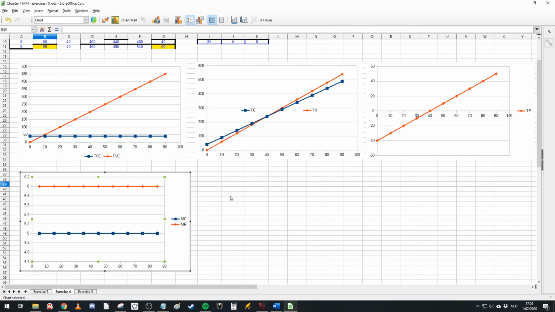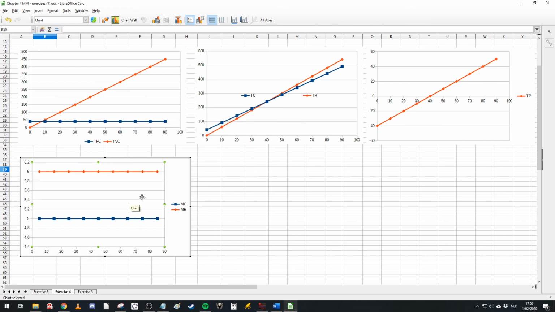Now, as we can see, because MR is always the same, MC is always the same too. And the red one is always above the blue one because, yeah, 6 is higher than 5. This means that every unit we will produce extra will always yield more return than it will cost us money. This is why it's a very good thing to keep producing as much as you can.